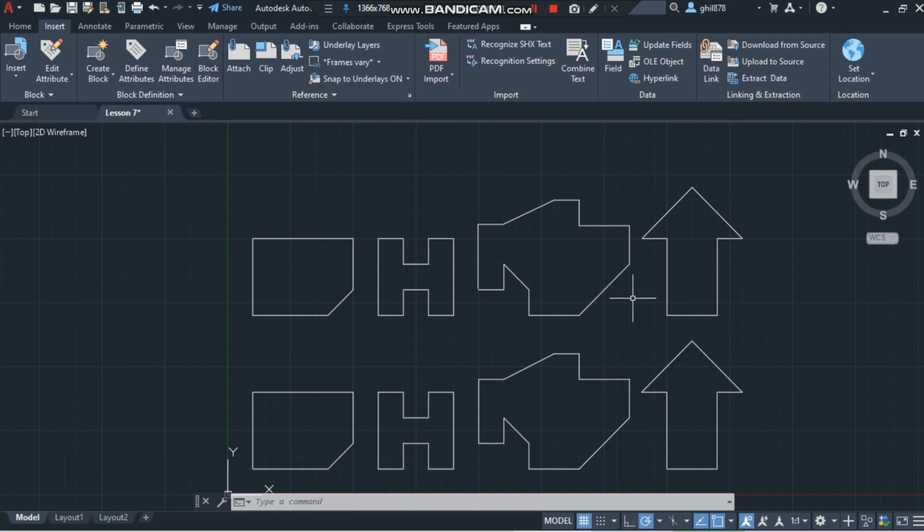So this portion has been done using the polar coordinates, while this is using the relative coordinates. So we are now finished in our data entry mode. First we have used absolute coordinates, then relative coordinates, and now polar coordinates.